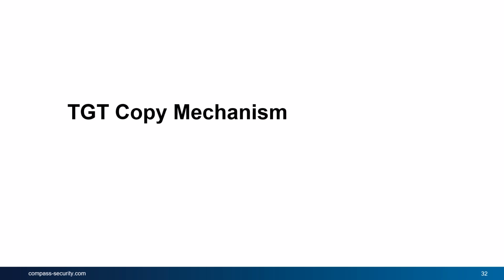Now that we have learned how the unconstrained delegation mechanism works, there are a few more details I would like to go into, specifically regarding this mechanism where the TGT of the user that connects to a system that is configured for unconstrained delegation is copied.